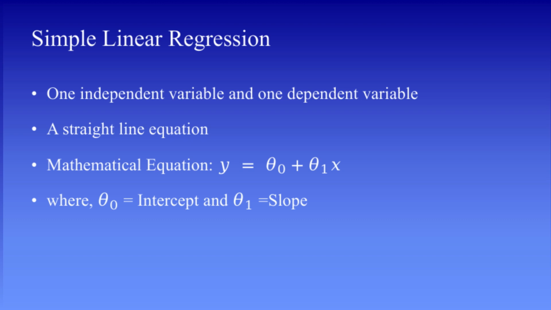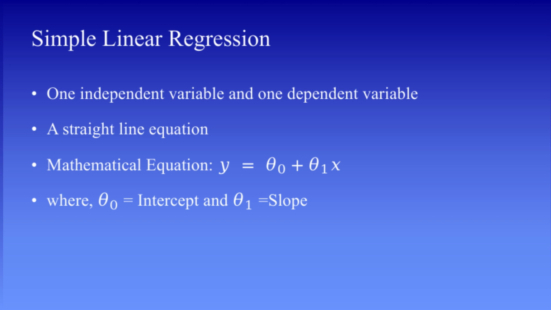Now, in real-world data, the points will not lie perfectly on a straight line. There will always be some variation. So, the goal of simple linear regression is not to perfectly fit every point, but to find the line that minimizes the overall error. This makes simple linear regression both easy to understand and very powerful for basic prediction tasks.